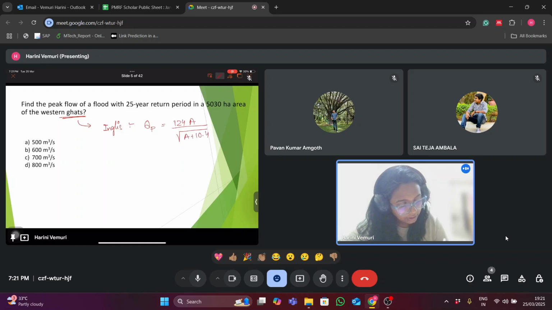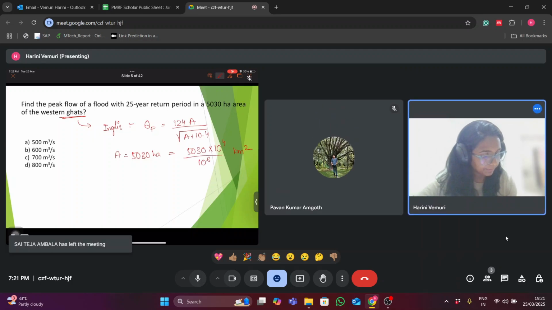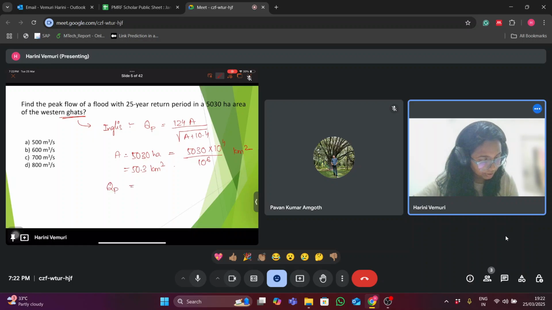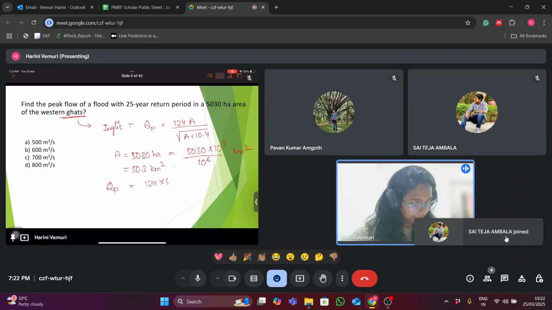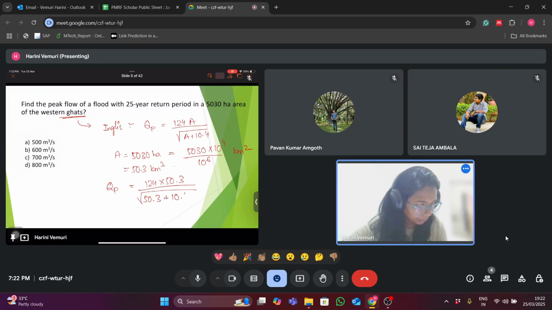Root of A plus 10.4. So A we need in kilometers square. So 5030 hectares is equal to 5030 into 10 power 4 by 10 power 6 kilometers square. It is 50.3 kilometers square. So QP is equal to 124 into area 50.3 by root of 50.3 plus 10.4.